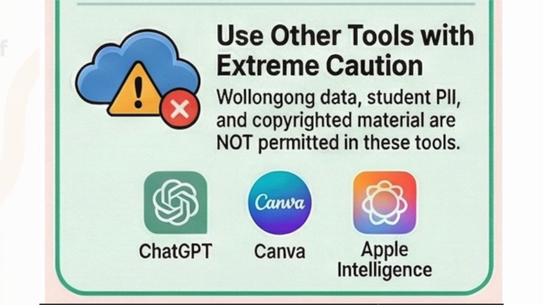Bucket 2 are the tools that we must use with extreme caution. These are tools like ChatGPT, Canva, and Apple Intelligence. These are great tools, but absolutely no student data, no names, no photos, no copyrighted material. Keep these tools strictly generic.